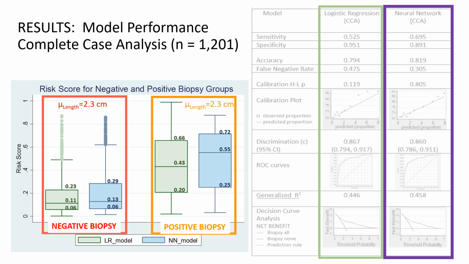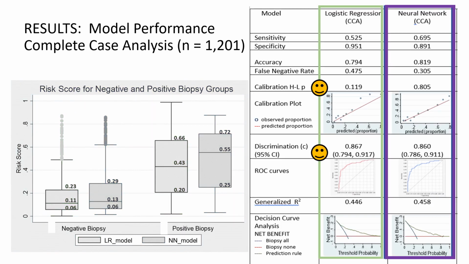The risk score box plots show there is overlap in the clinical features of the negative and positive biopsy groups. Both models had good discrimination and calibration, but there were fewer false negatives with the neural network model. The sensitivity of both models is suboptimal at the traditional cutoff of 0.5. To achieve a 99% sensitivity, a 7% cutoff value is needed.